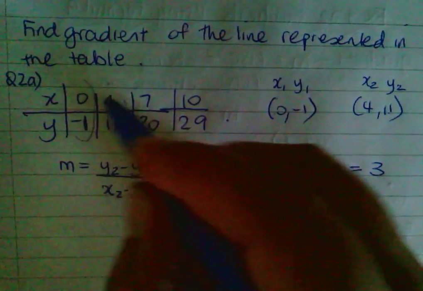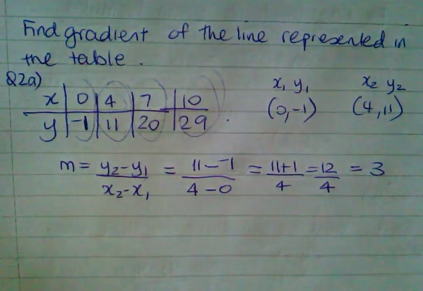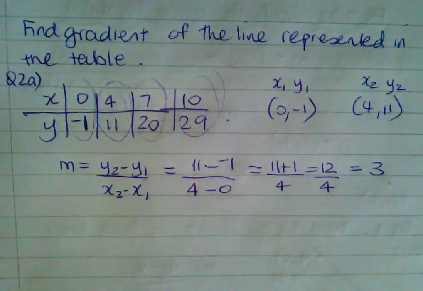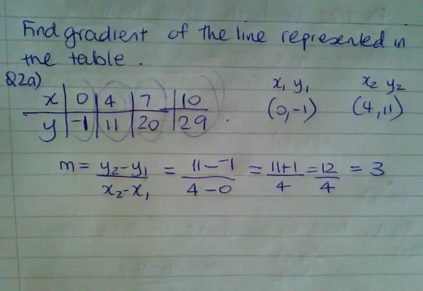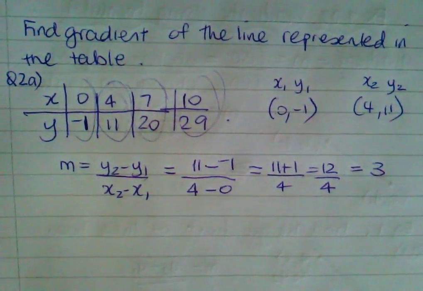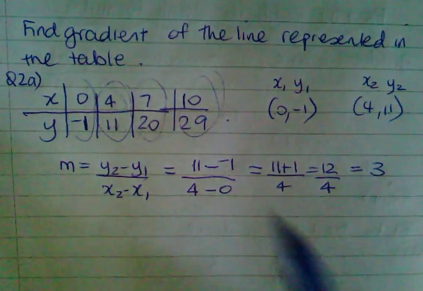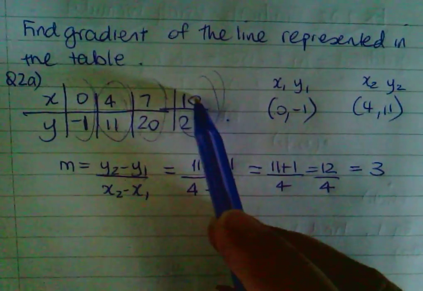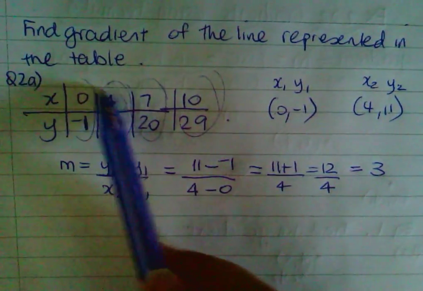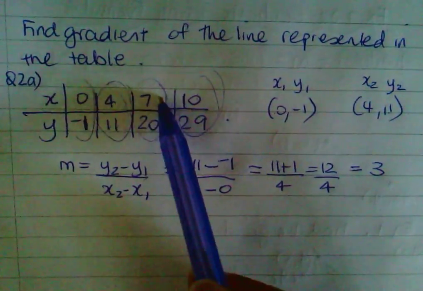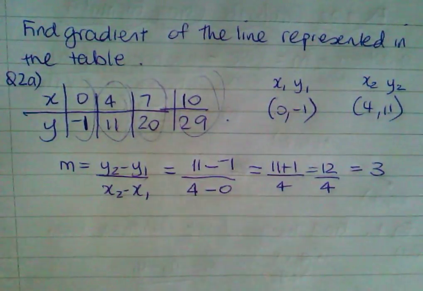But that is a point, and that's a point. Or you could have used one of these points as well. Any points that you want, as long as it's 2 points, and the points don't have to be next to each other either. I could have done 10, 29 with 4, 11. If I wanted, I would still get the same answer. Because if I did these two, I'd get 29 minus 11 is 18, over 10 minus 4 is 6, 18 over 6 is also 3. So it doesn't matter whether you choose these two points, these two, this with that, that one with this. As long as you've got one point and another point, you will get the same answer.